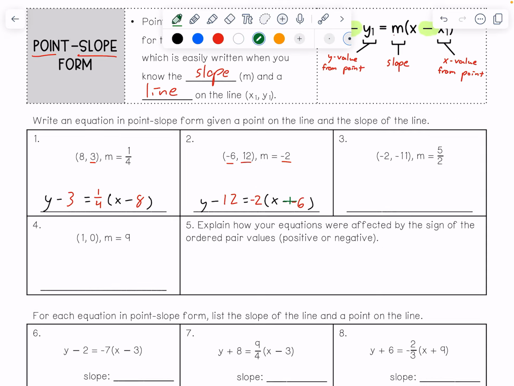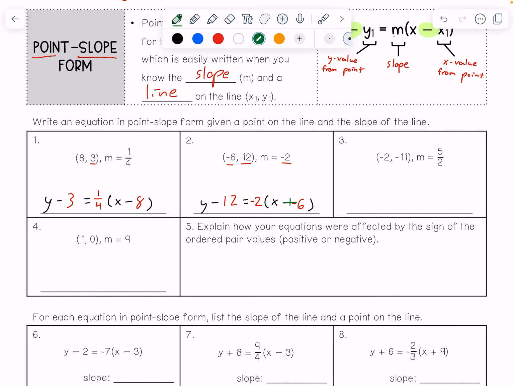You can pause this, take a second, or jump ahead like 5, 10 seconds. Try out number 3 and number 4. You can look at number 5 and try to think about it, but it's nothing too crazy. I'll hold on for a second.